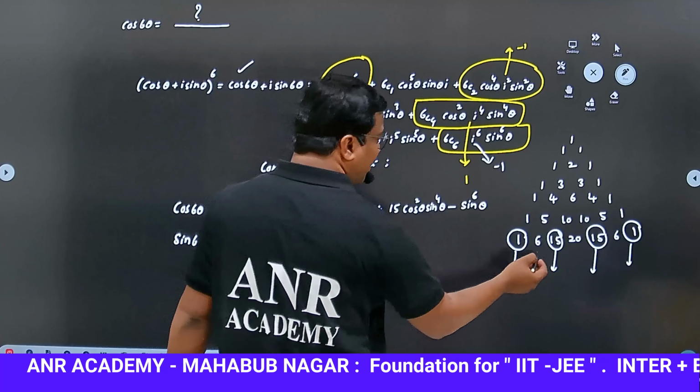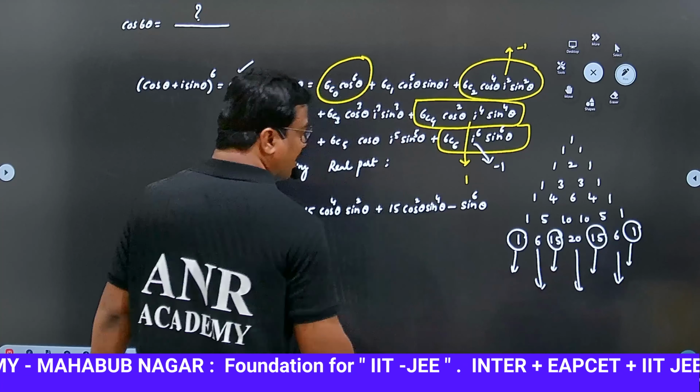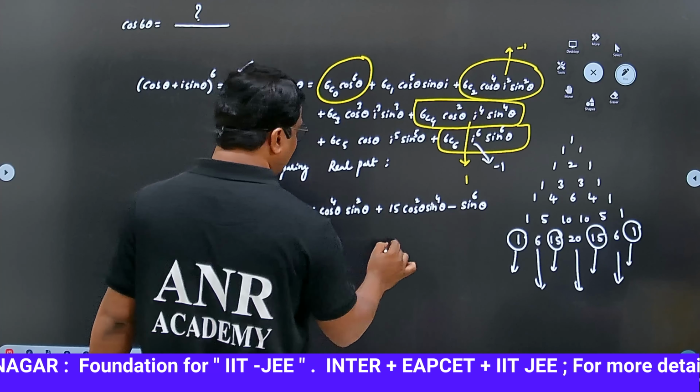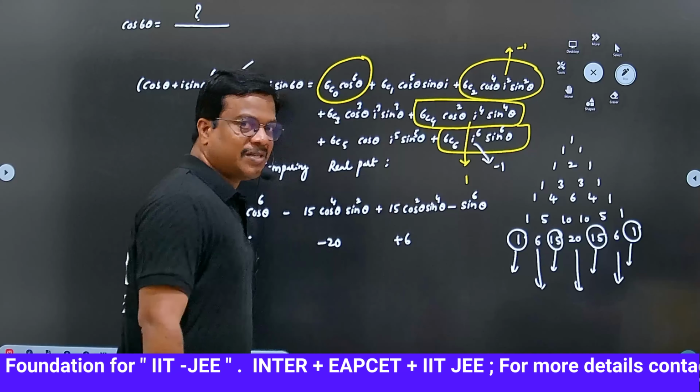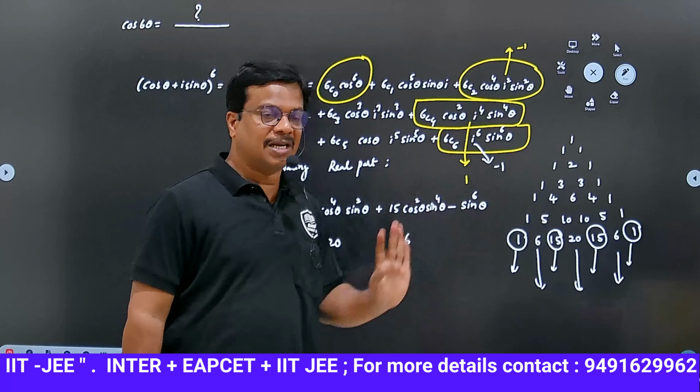Next, to get sin of 6 theta, you have to write the imaginary parts, right? To get the imaginary parts, you have to write binomial coefficients 6, 20, 6 with alternate plus minus symbols. So 6 first, then minus 20, after that plus 6. So first write the coefficients with alternate plus minus symbols using the Pascal triangle.